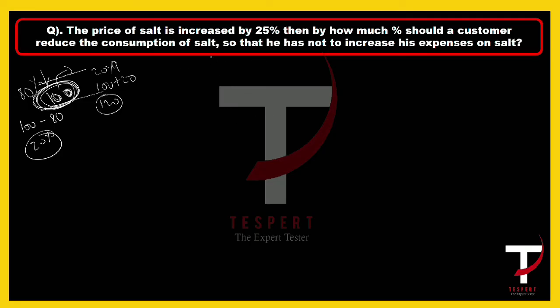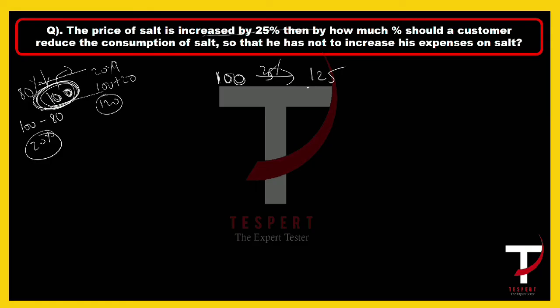The price of salt is increased by 25%, right? So initially let us assume the price to be 100, but it increased by 25%. So 100 plus 25 is equal to 125. Now what is the question?